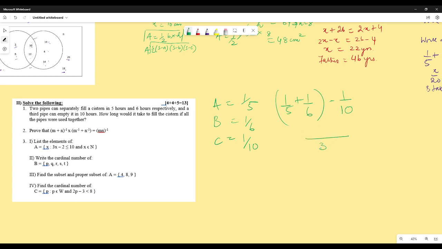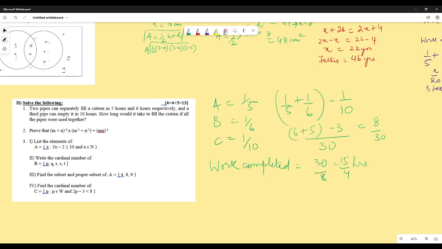So you have 30 over here. So 5, 6, 30, 6 plus 5 minus 3. Right? So that gives you 8 by 30. 8 by 30 work is being done in 1 hour, right? So work will be completed in 30 by 8 hours, or you can write it as 15 by 4 hours. So the work will be finished in this way.